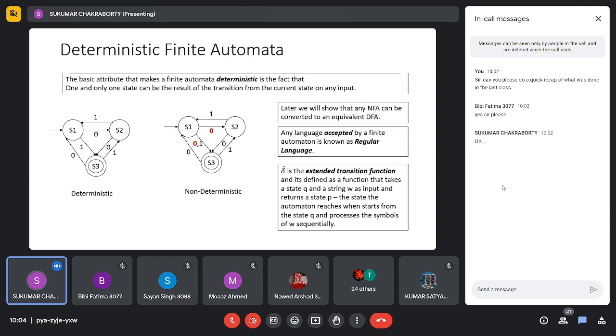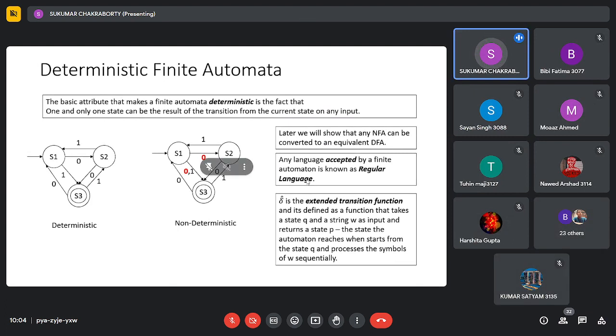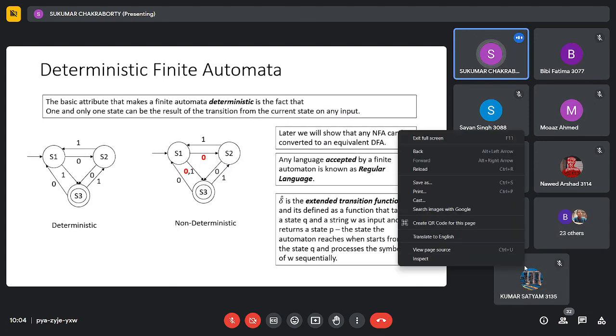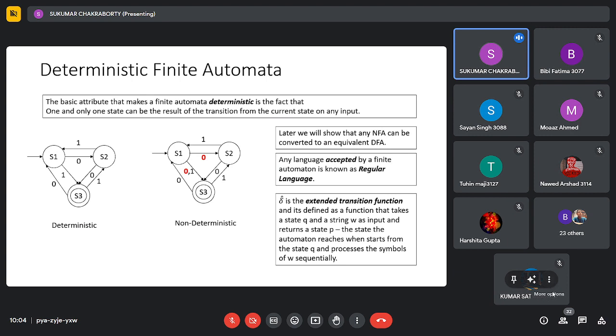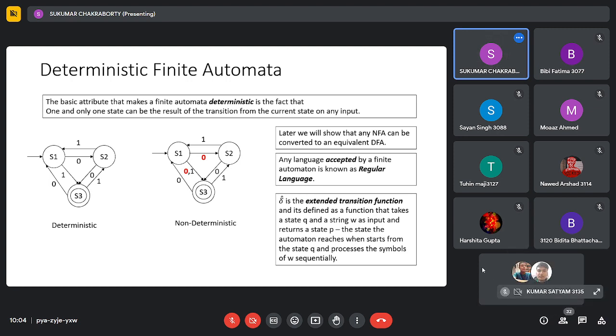Good. So, some of your friends have requested a quick recap of the last class. I will try to do a very quick 5-minute summary of what we covered. In the last class we covered the different aspects of DFA. And today we will start with the concept of NFA, deterministic and non-deterministic finite automata.